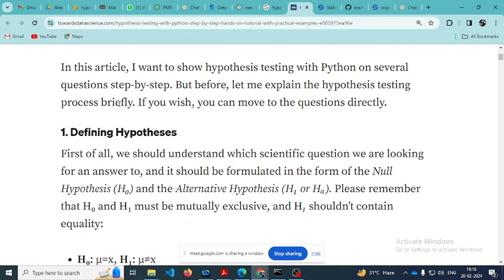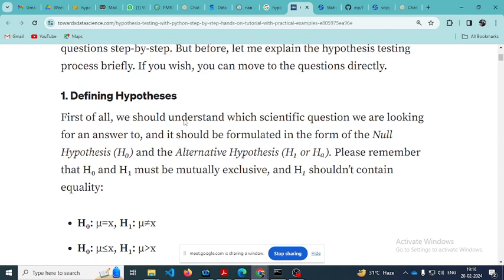First we will see these questions one by one, then you can know what this is. But before we enter into this problem, hypothesis testing, you need to know some basics of hypothesis. When you want to define a hypothesis, you should understand the scientific question we are looking for an answer to. So you need to assume some hypothesis, for example, hypothesis H naught.